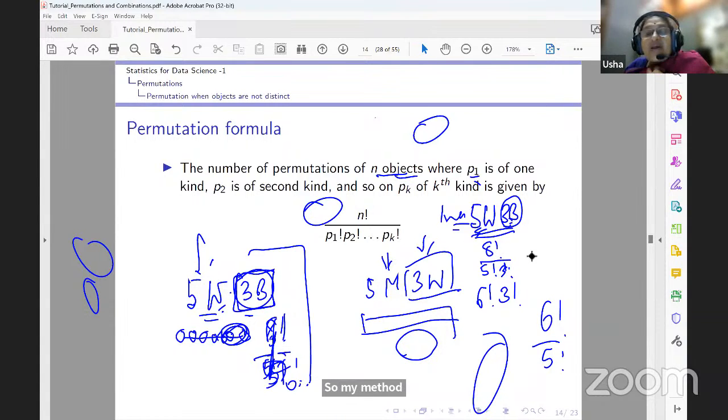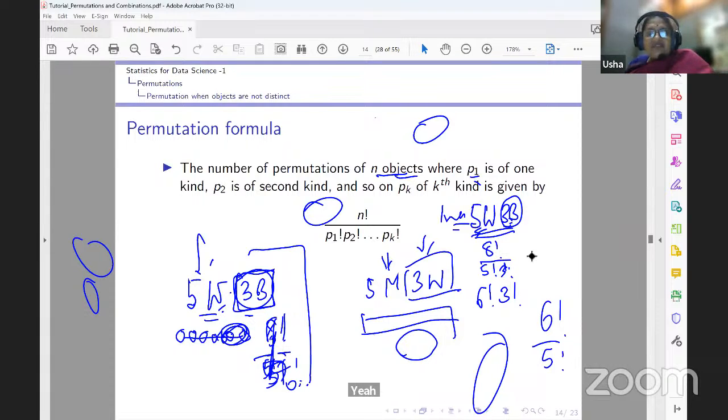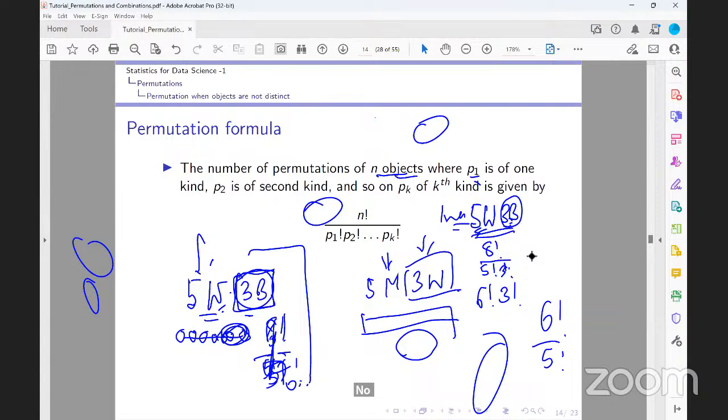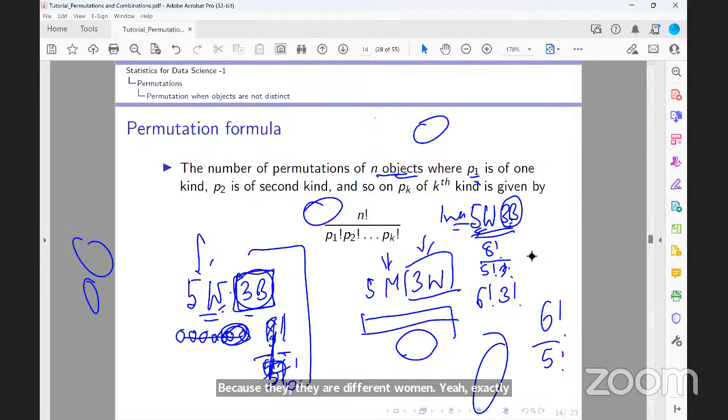When it is 5 men and 3 women, will it be the same? No, ma'am, it won't be the same. Women can be arranged among themselves in different 3 factorial ways, right? Because they are different women. Yeah, exactly. Is that clear? So when I'm talking about beads, it is the same. But when I'm talking about women, the women can be arranged among themselves in 3 factorial ways. So that's why I had 6 factorial into 3 factorial. Did you understand that?